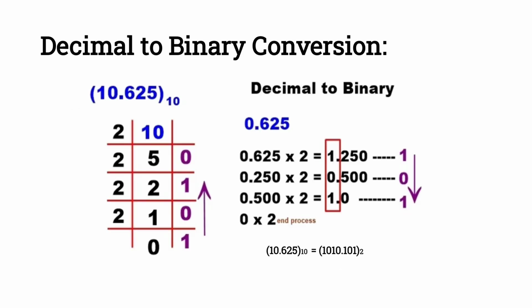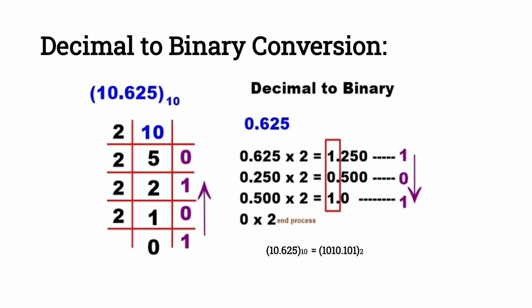Next, 10.625 with the base 10. It is a decimal value. So now we are going to convert the decimal value to binary. As already we discussed in the previous slide, how to convert the value. So for the integer value 10, we are going to divide by 2. So 10 will be divided by 2.